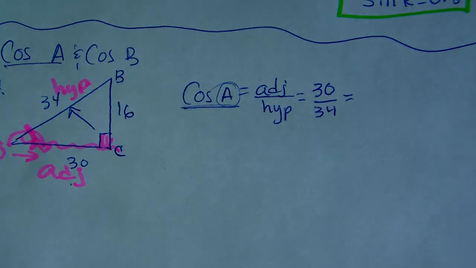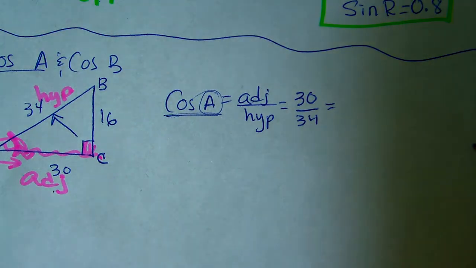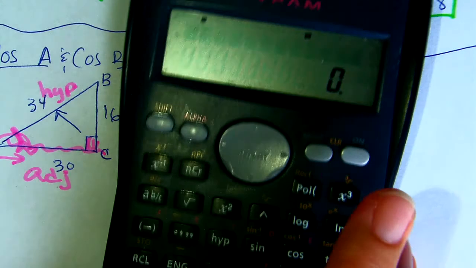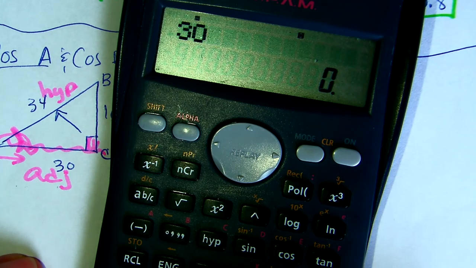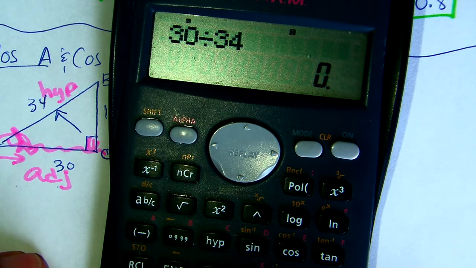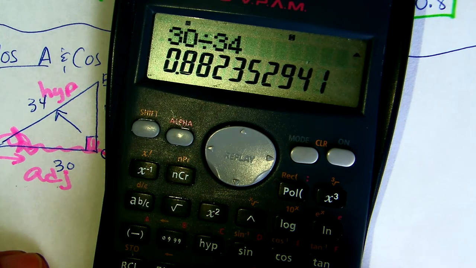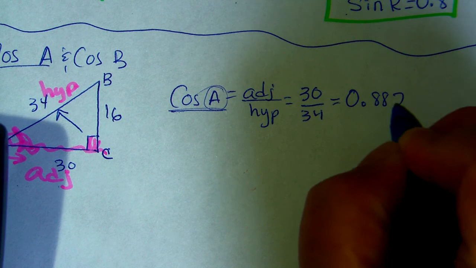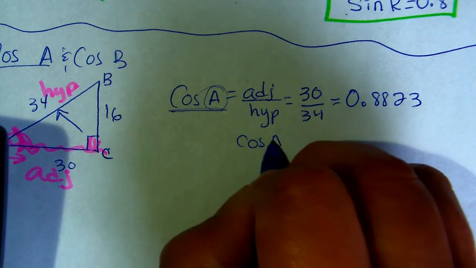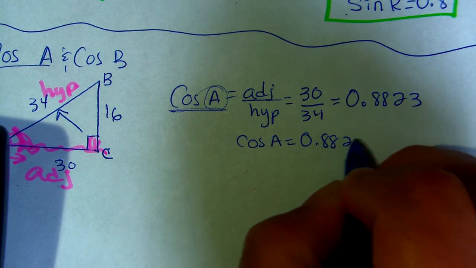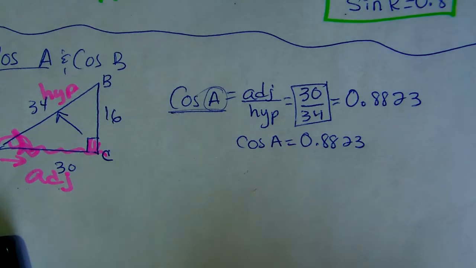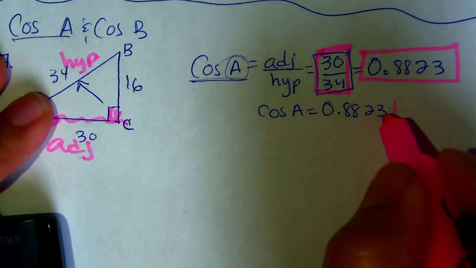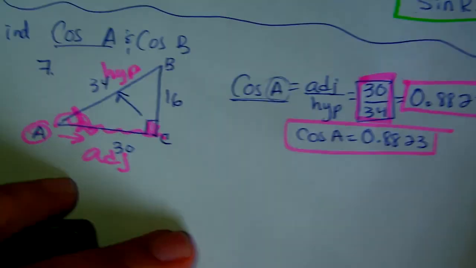Okay, so how can we simplify this fraction? 30 over 34, we can just put it straight on the calculator on the phone. I'm using this little calculator. 30 over 34 gives us 0.8823. Remember, the instruction says round to 4 decimal places. So the cosine of angle A is 0.8823. It's just a ratio, okay? We're just getting the fractions. We're not solving any sides yet. We're going to do that after this lesson. All right, it's just a ratio.